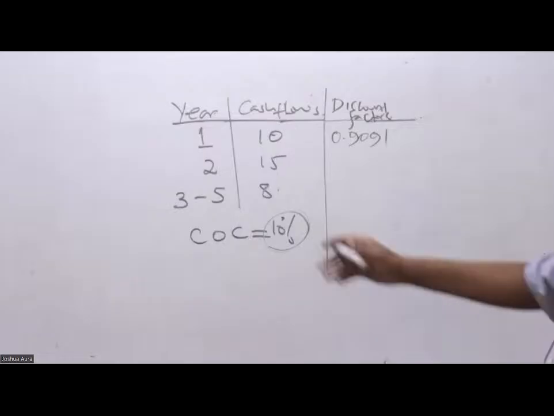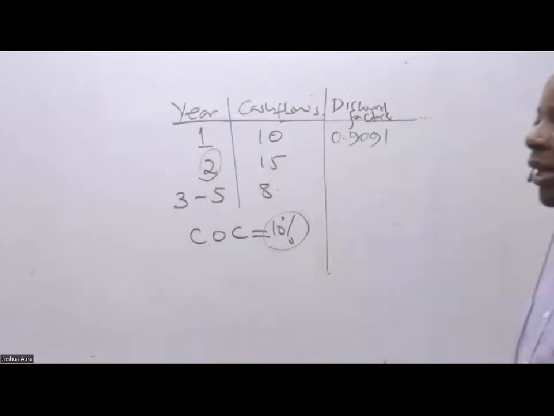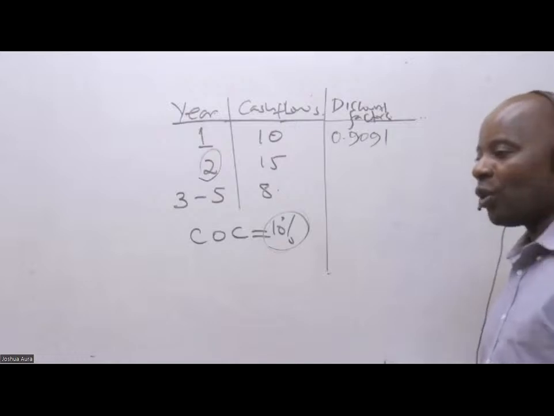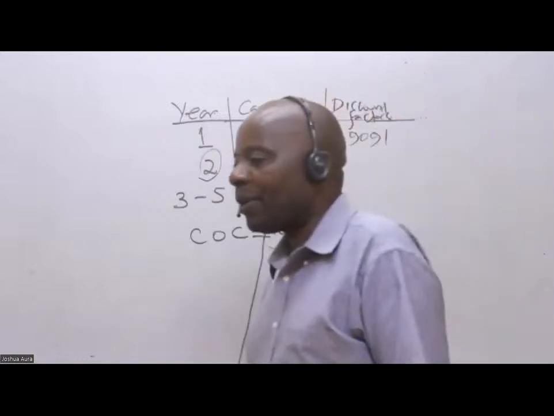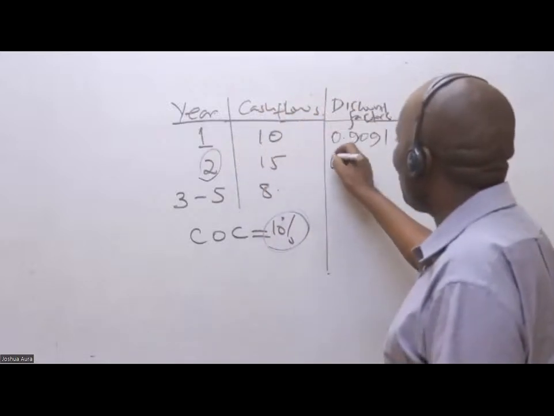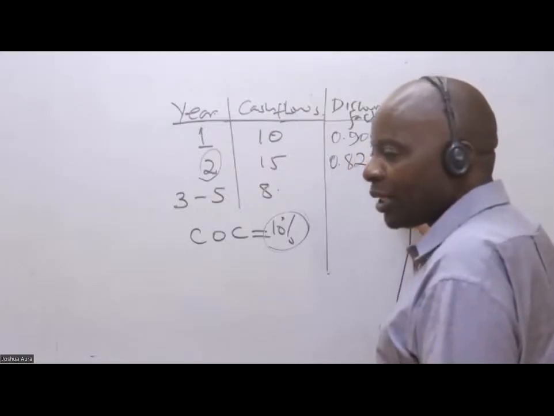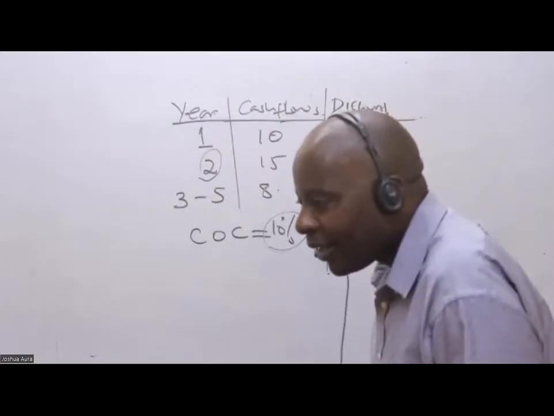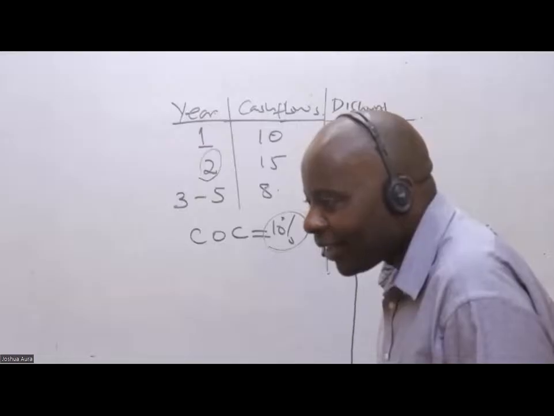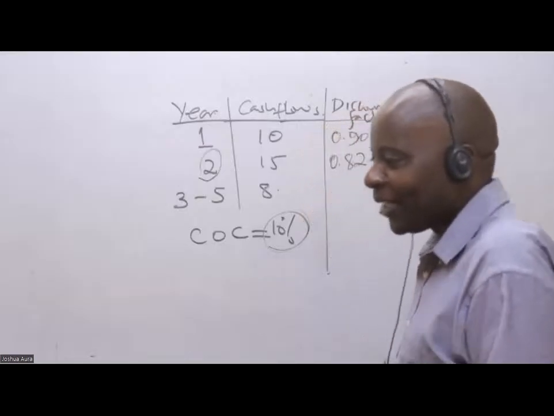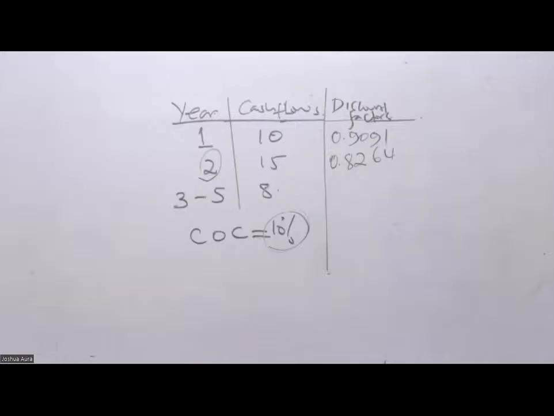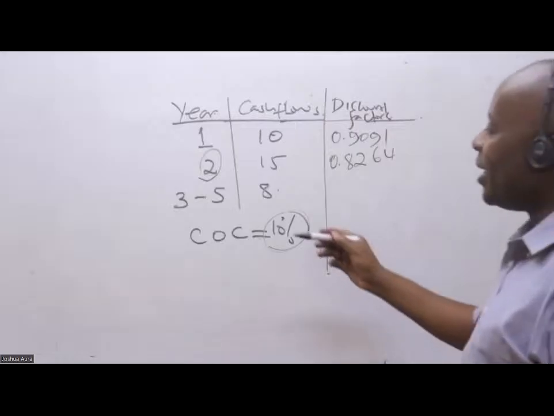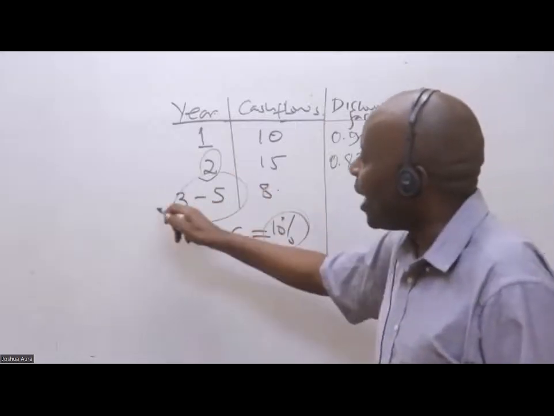How about 10% end of year 2? 10% end of year 2 is 0.8264. And now we are talking about annuity.